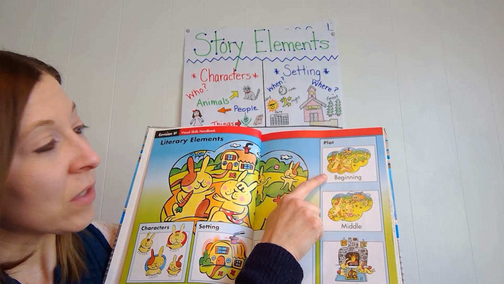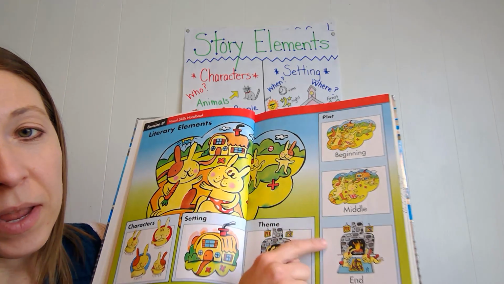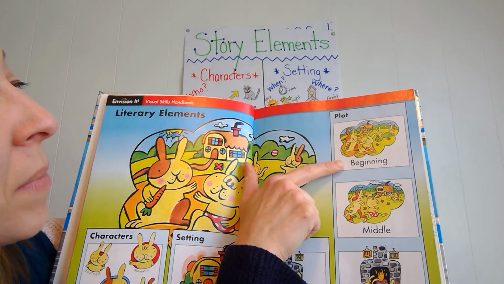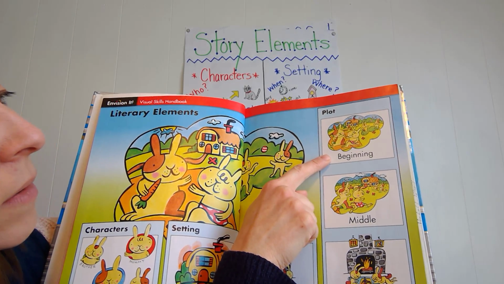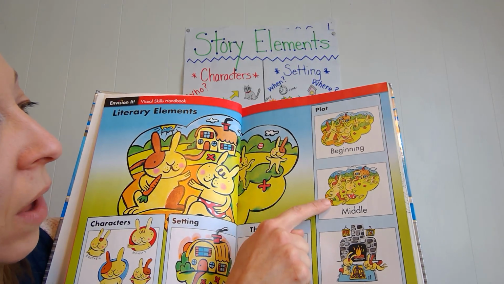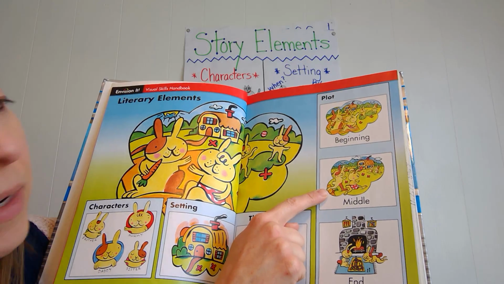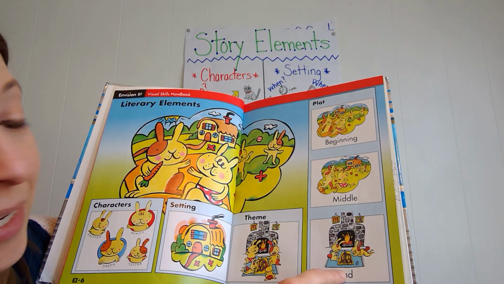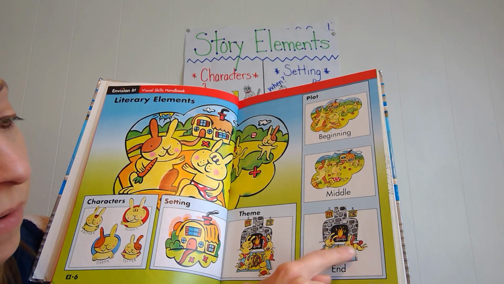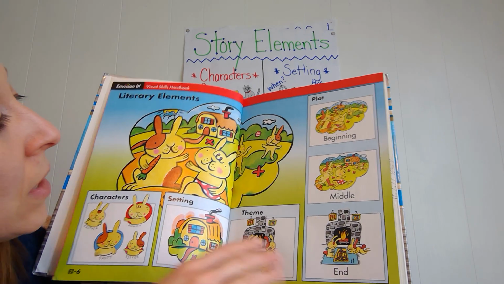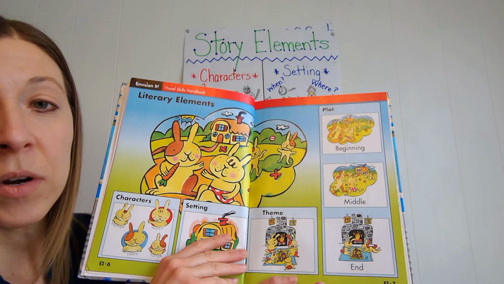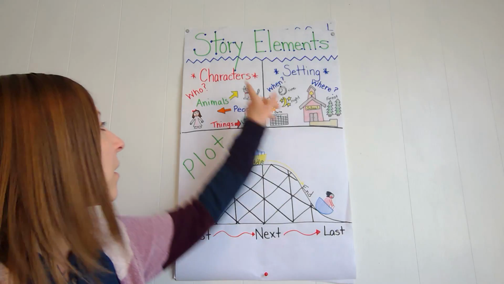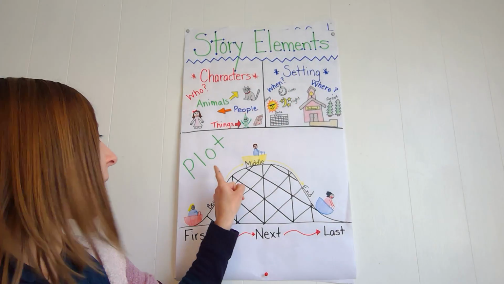And then the plot, this is what happened in the beginning, the middle, and the end. So looks like in the beginning they were playing, and then in the middle it started to rain, and at the end they had to go inside and play next to the fire and dry off. All right, so that's what we are learning about this week, boys and girls. Characters, setting, and the plot.